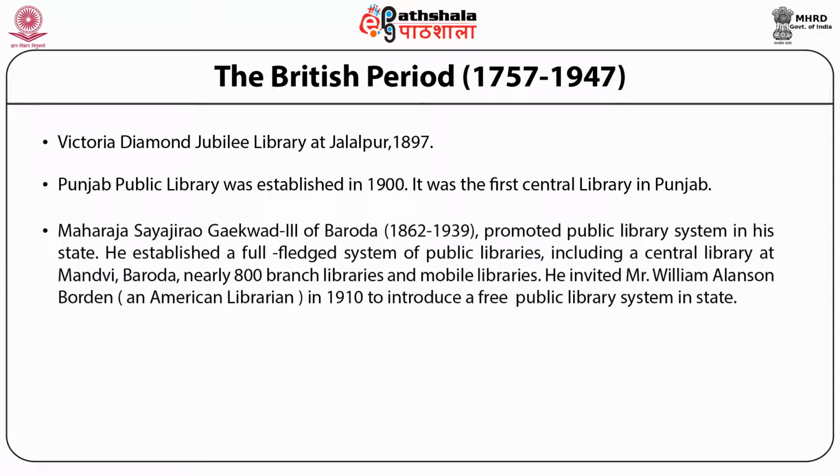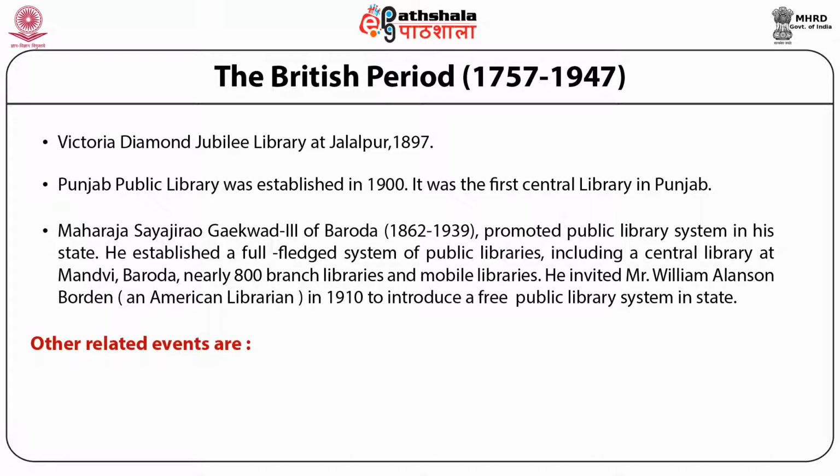Maharaja Sayajirao Gaikwad III of Baroda promoted the public library system in his state. He established a full-fledged system of public libraries, including a central library at Mandvi, Baroda, nearly 800 branch libraries and mobile libraries. He invited Mr. William A. Borden, an American librarian, in 1910 to introduce a free public library system in the state.